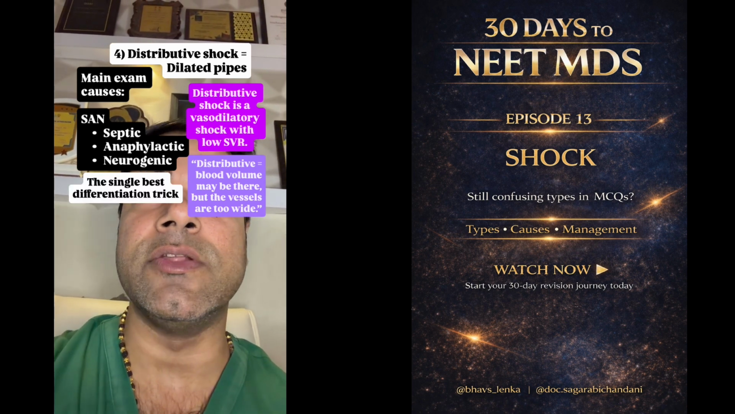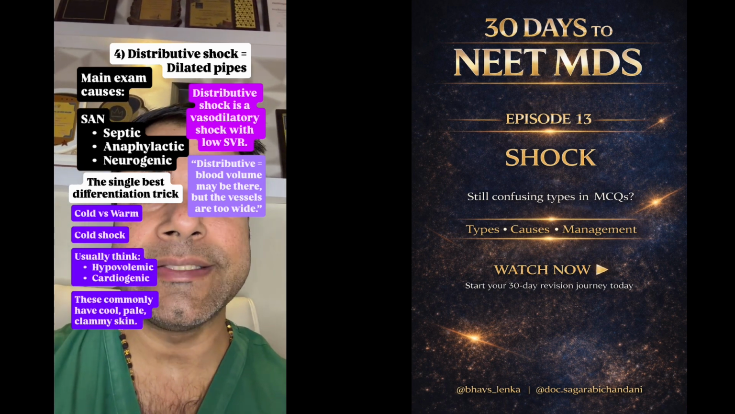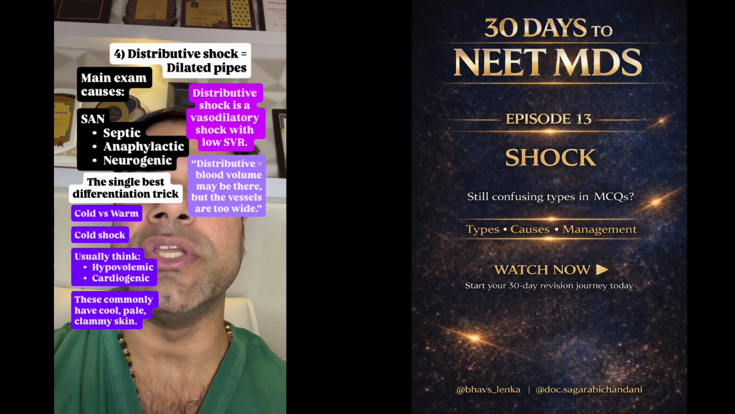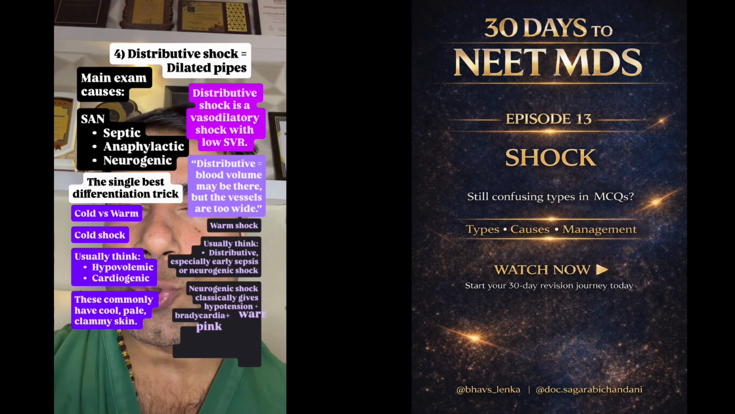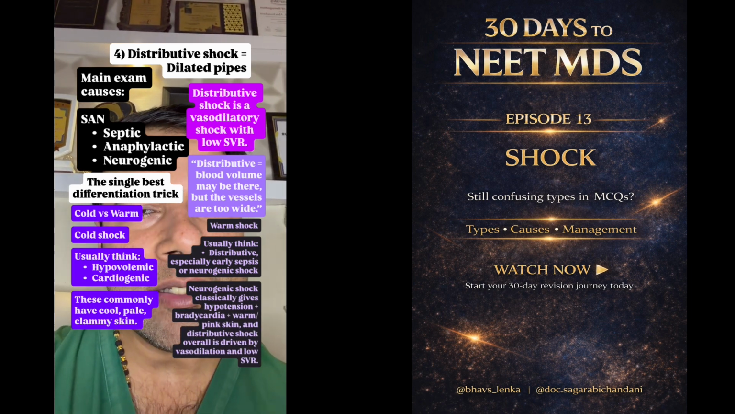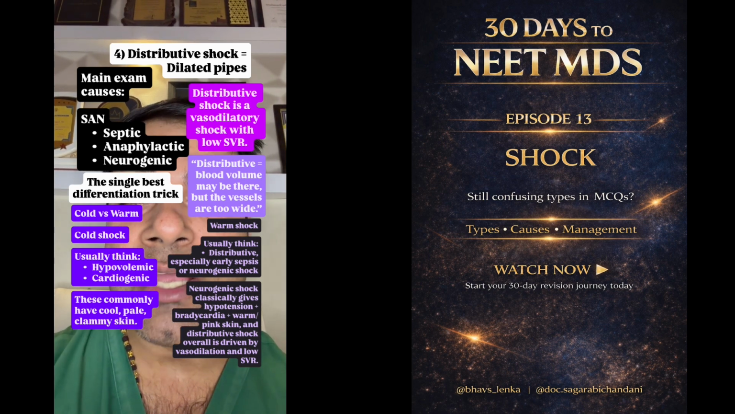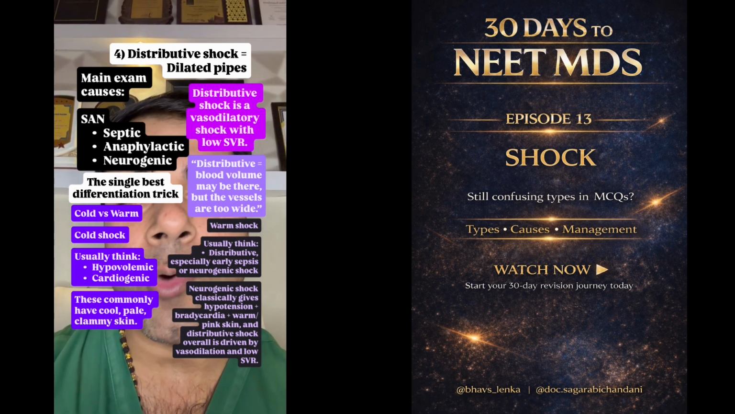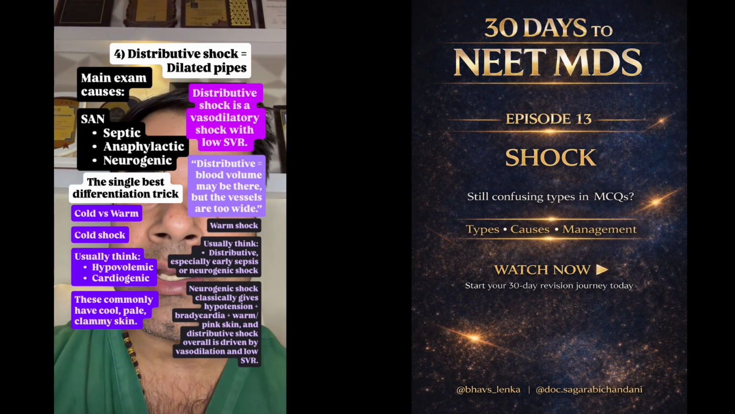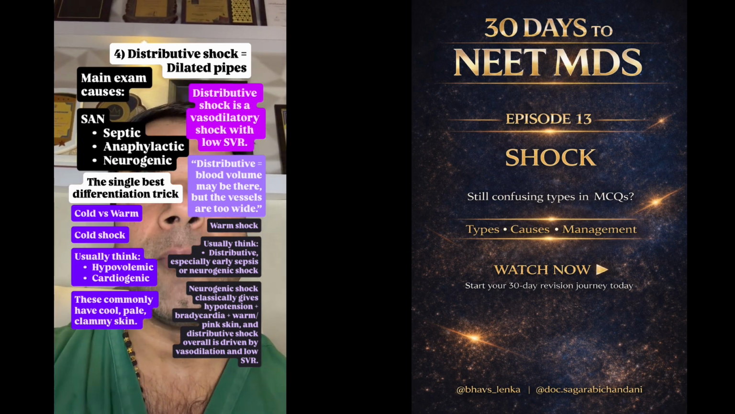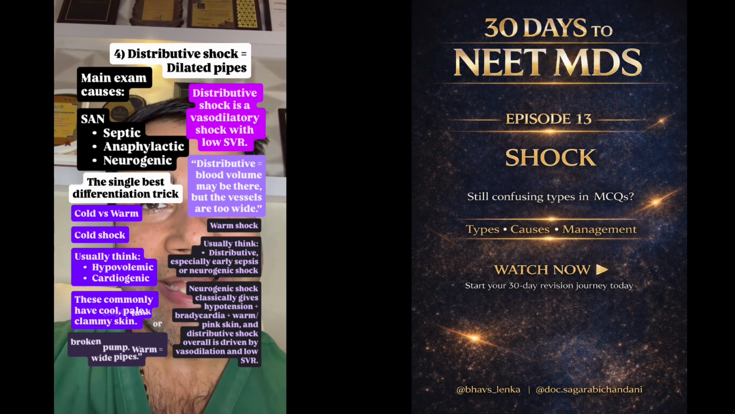The single best differentiation trick: cold versus warm. Cold shock, usually think hypovolemic, cardiogenic. These commonly have cool, pale, clammy skin. Warm shock, usually think distributive, especially early sepsis or neurogenic shock. Neurogenic shock classically gives hypotension plus bradycardia plus warm or pink skin, and distributive shock overall is driven by vasodilation and low SVR. Mnemonic: cold is equal to empty tank or broken pump, warm is equal to wide pipes.